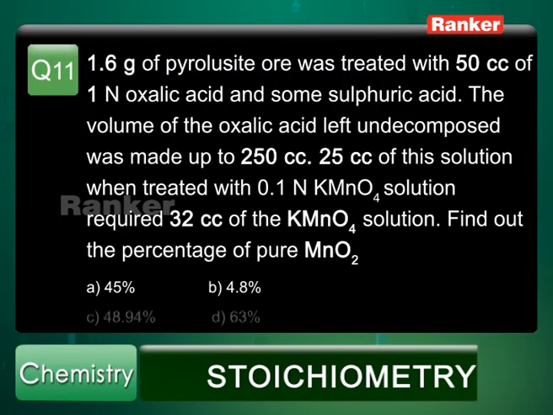11th problem: we have 1.6 grams of pyrolusite ore which was treated with 50 ml of 1 normal oxalic acid and some sulfuric acid. The volume of the oxalic acid left undecomposed was made up to 250 ml. 25 ml of this solution, when treated with 0.1 normal KMnO4 solution, required 32 ml of it. Then you have been asked to find the weight percentage of pure MnO2.